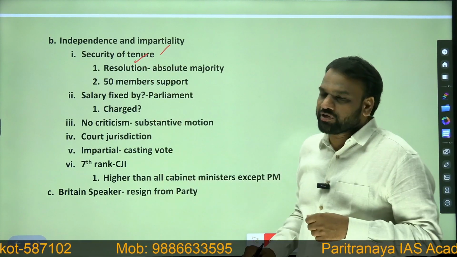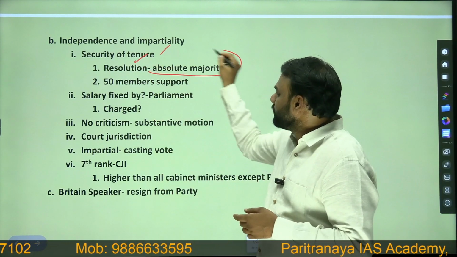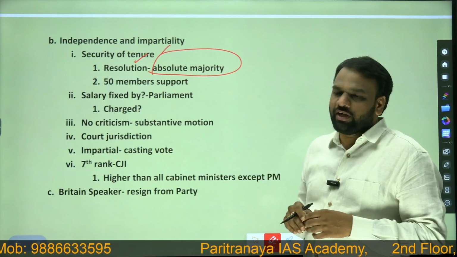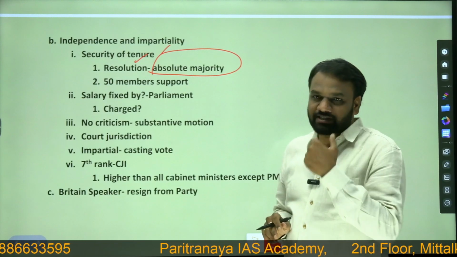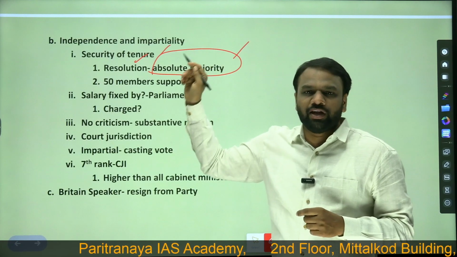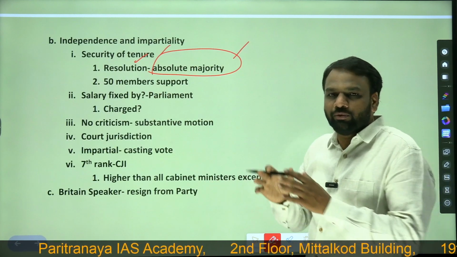Already we have seen about the resolution. With what kind of majority? Absolute majority. So what is absolute majority? We have made a video on absolute majority. Please refer to that video and you'll get an understanding of what absolute majority is. In order to remove the speaker, we require an absolute majority in Lok Sabha. Hence, it is difficult to remove the speaker.